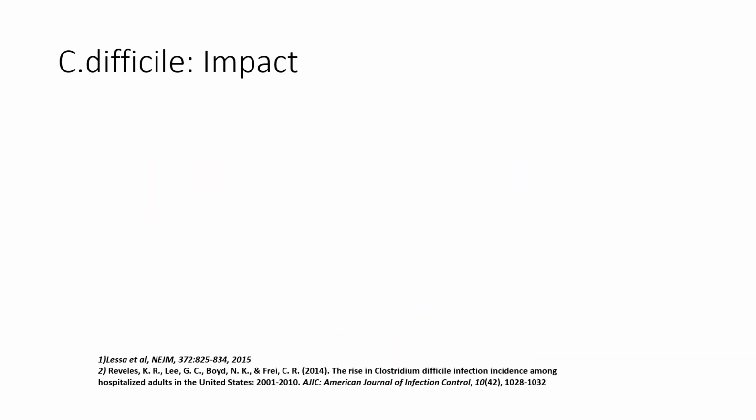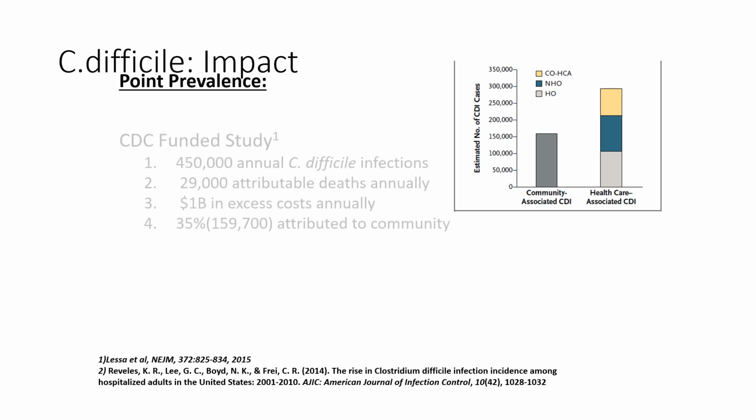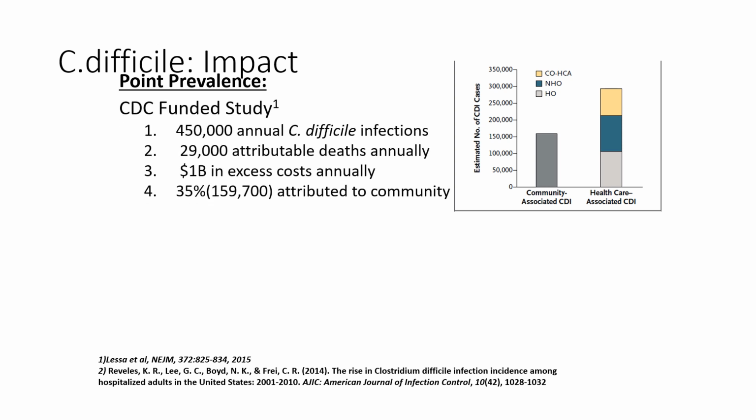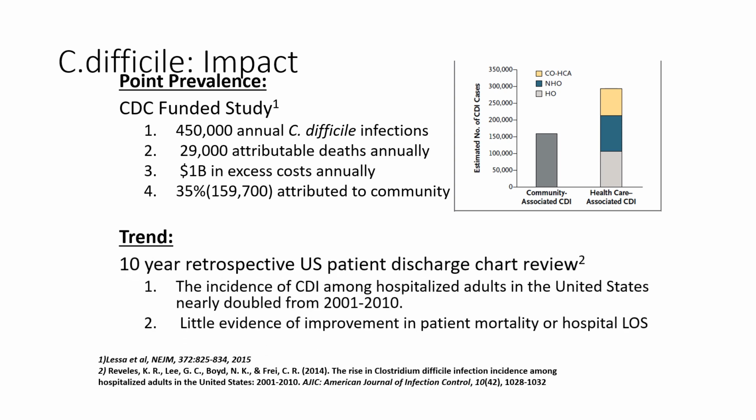The impact is that there has been a rise in healthcare associated Clostridium difficile infection, as well as we are observing community associated Clostridium difficile infections. The point prevalence study observed that 450,000 annual Clostridium difficile infections take place. 29,000 are attributed deaths annually. The 10-year discharge chart trend revealed that the incidence of Clostridium difficile infection has nearly doubled in the last decade. Literature evidence of improvement is being observed.